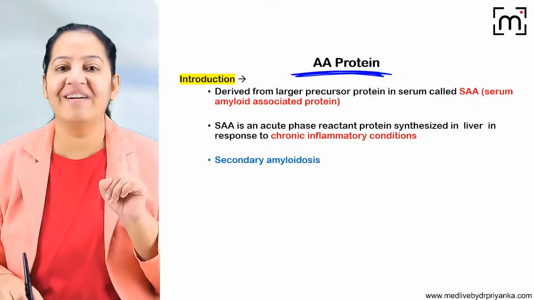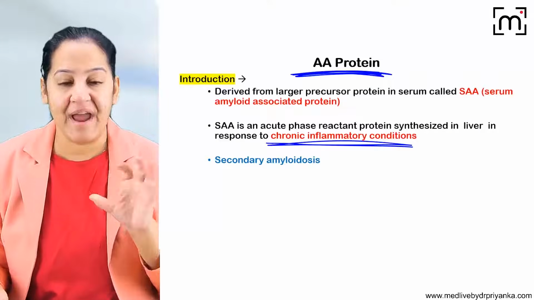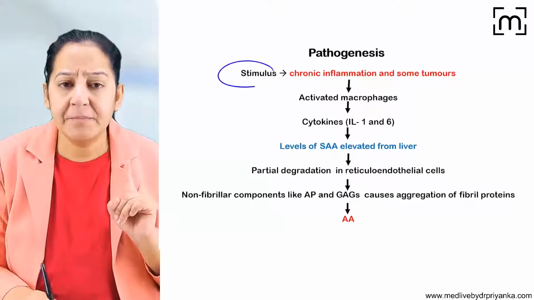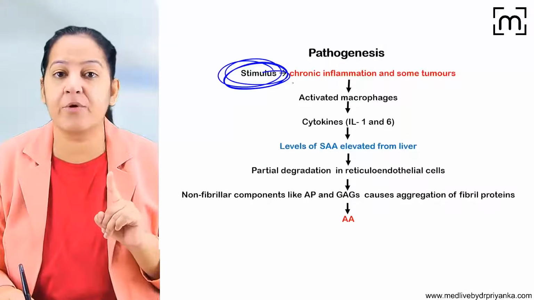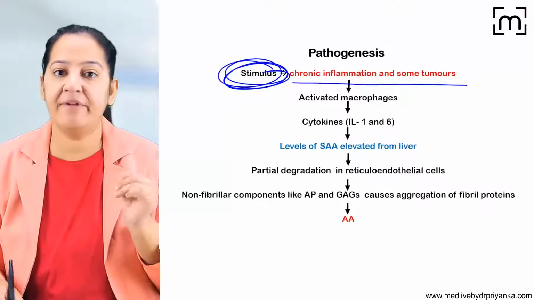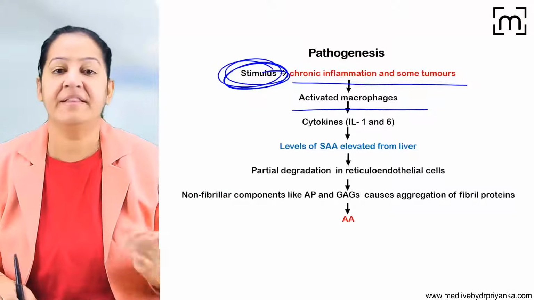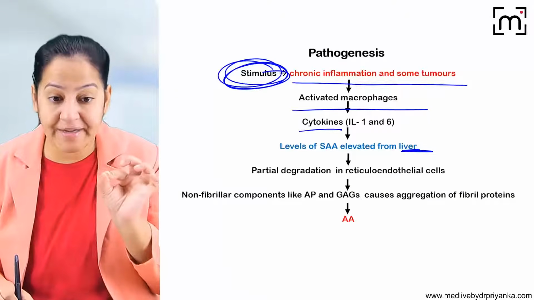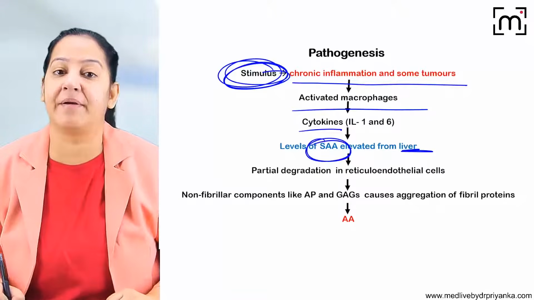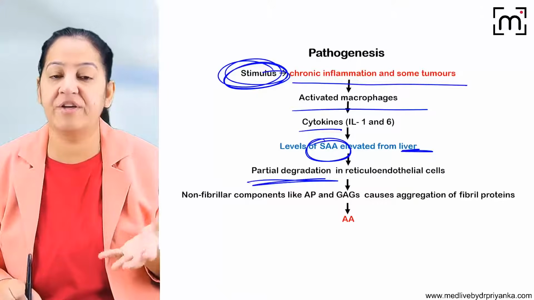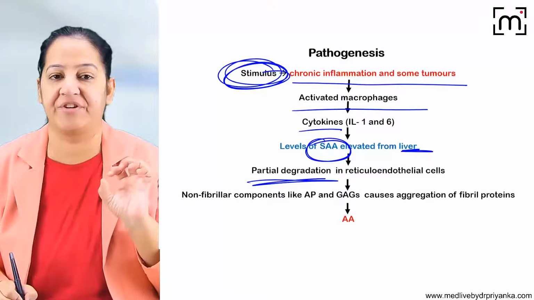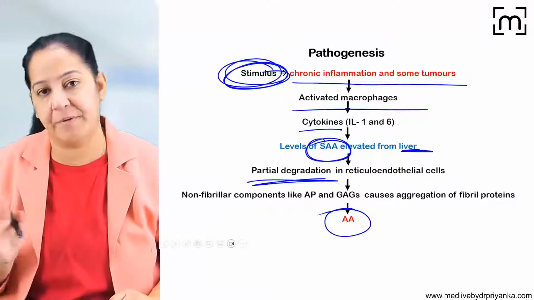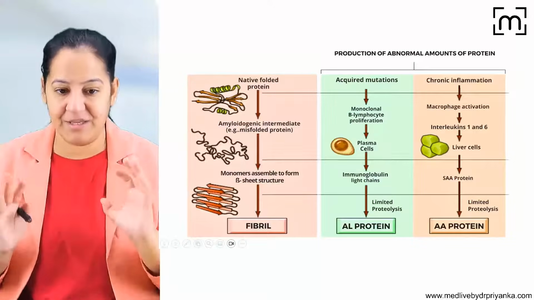So what is the trigger here? The trigger is chronic inflammatory condition. And here the amyloid is made up of SAA. So here the stimulus, the trigger, is the chronic inflammatory disorder. In chronic inflammatory disorder, the macrophages get activated. They will secrete the cytokines, go to the liver, will stimulate it, and the liver will secrete SAA in the blood. Macrophage will try to do the degradation, they will be able to do the partial degradation. So partially degraded SAA will form AA type of amyloid and get deposited in multiple organs. So the same thing is shown to you here.